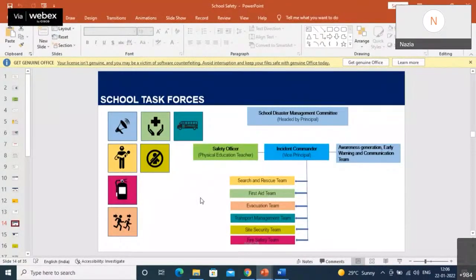Next, task forces. Search and rescue team, first aid team, evacuation team, transport team, site security team, fire safety team. At least if we can prepare these task forces, including teachers, non-teaching staff, and parents also.